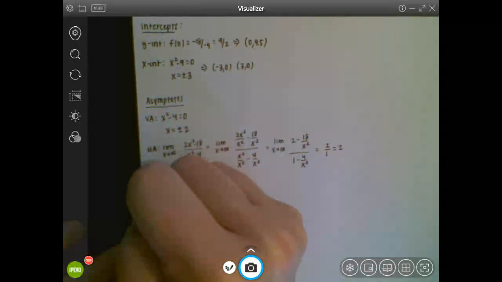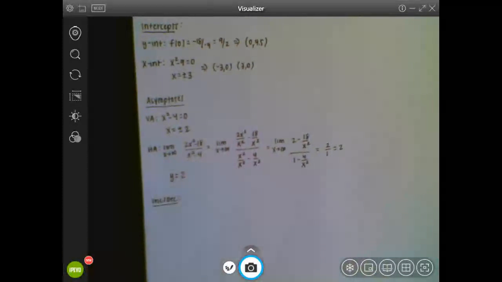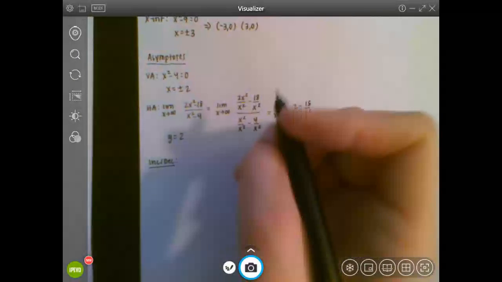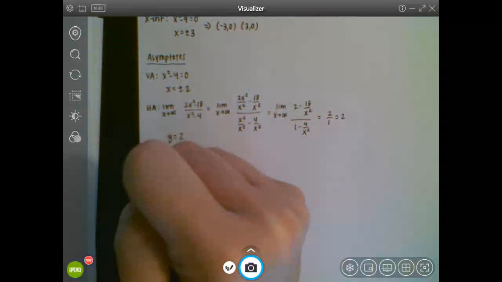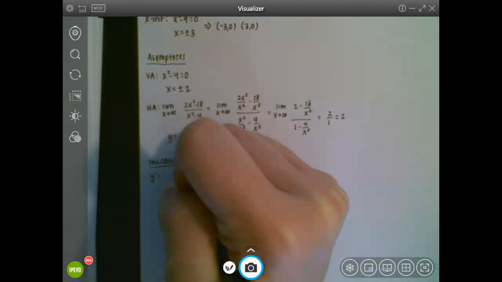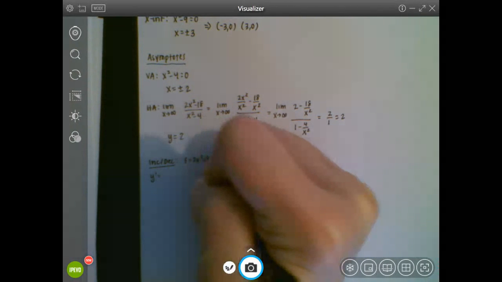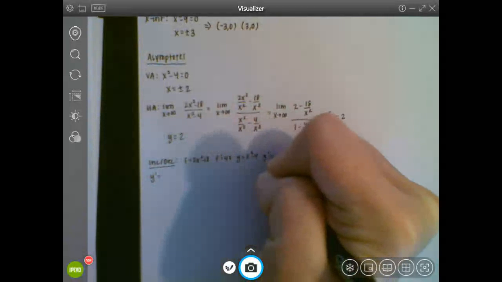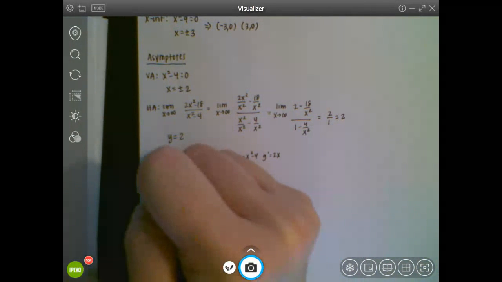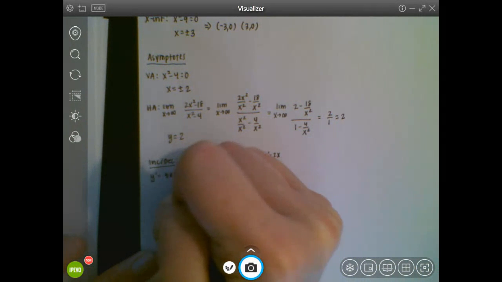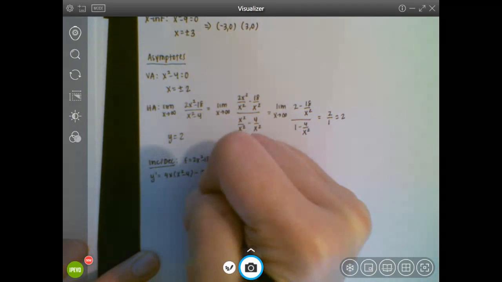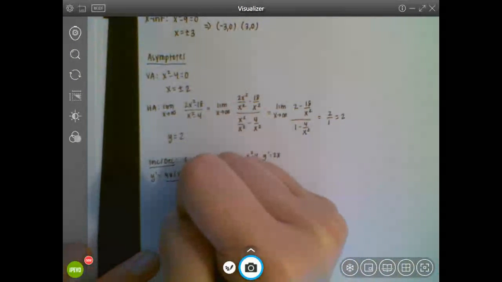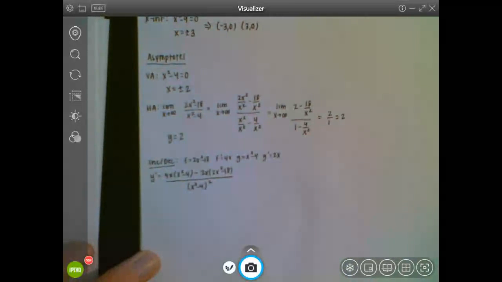All right, so now I want to find out where I'm increasing and decreasing. So I want to go ahead and take my derivative, again, using the quotient rule here. So I'll set my f as 2x squared minus 18. My f prime will be 4x. My g will be x squared minus 4. Looks like my g prime will be 2x. So that'll give me 4x times x squared minus 4, and then minus 2x times 2x squared minus 18. And then that will all be over x squared minus 4 squared.